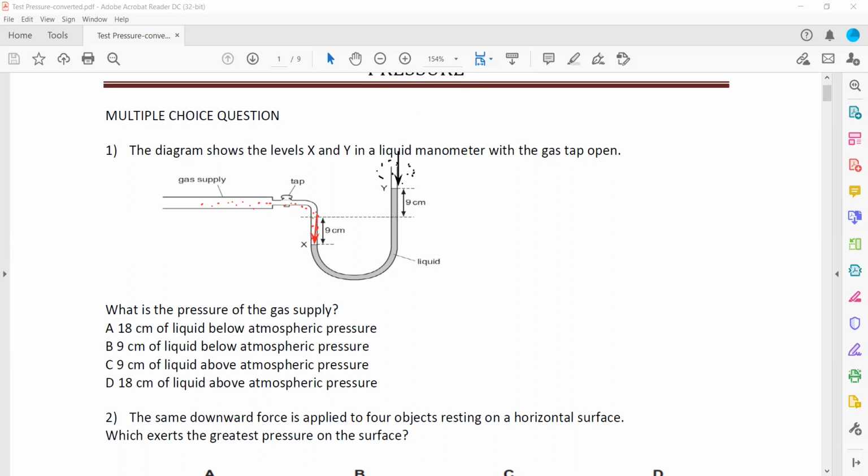Now first thing you have to identify, what about the gas pressure? Is it more than atmosphere or less than atmosphere? If it is more than atmosphere, we'll use the term the gas pressure is above atmosphere. If it is less than atmosphere, we'll use the term it is below atmosphere. So first thing, you have to identify whether it is more than atmosphere or less than atmosphere. So what about the gas pressure in this diagram? Is it above atmosphere or below atmosphere?